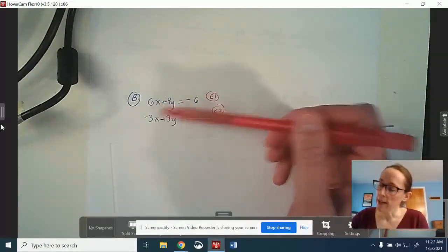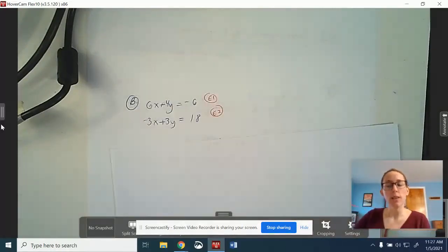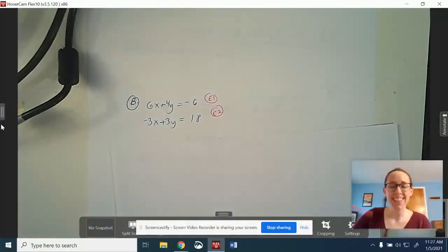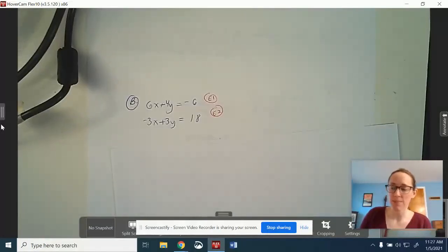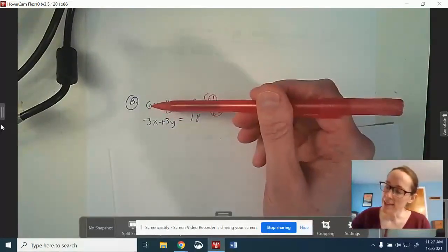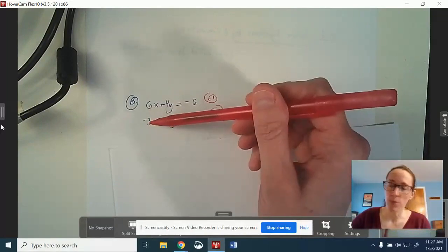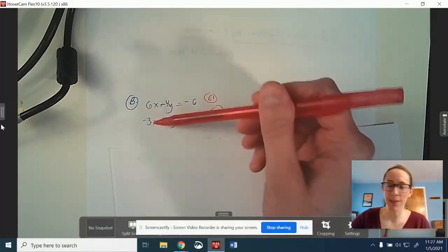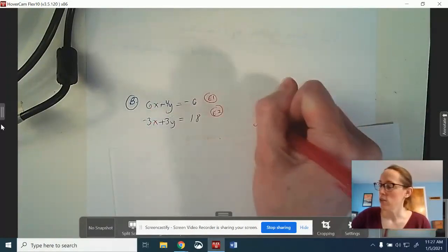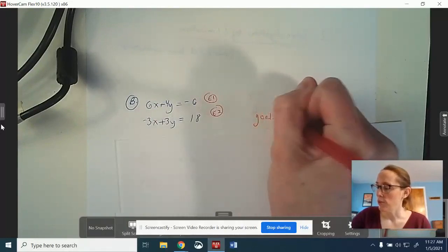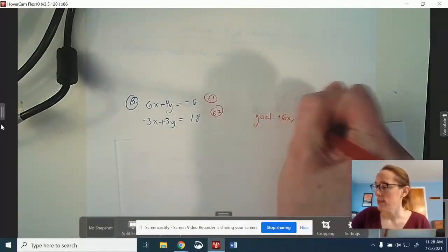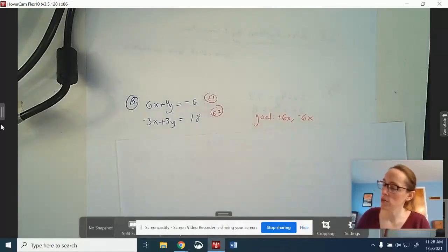So what we learned last time before the break is that we can create opposite terms. So we want to look at x's and we want to look at y's and see if we can multiply by something to get the numbers to match or to be opposites. So looking at 6 and 3, I think we know that if we multiply this by 2, we're going to end up with negative 6x. So that's the goal for this one. The goal for this one is to get positive 6x and negative 6x, which I probably wrote down.